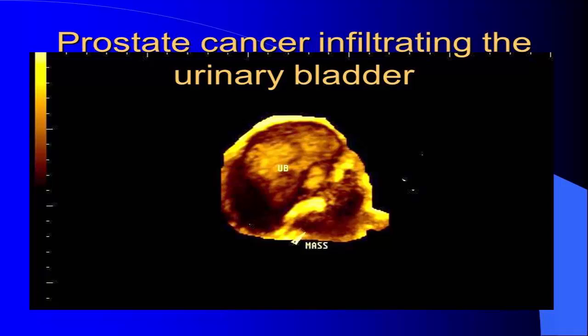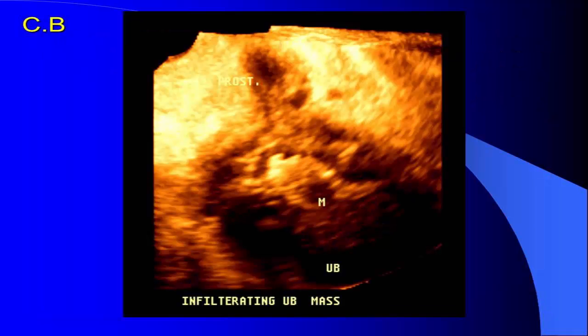Here is a case of prostate cancer infiltrating the base of urinary bladder with 3D reconstruction. Vice versa, a case of urinary bladder cancer seen infiltrating the prostate with three-dimensional reconstruction image.